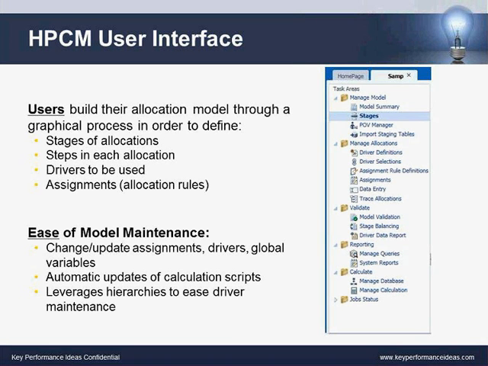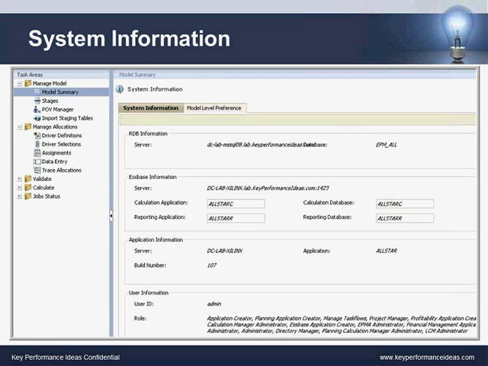The first step in deploying an HPCM application is setting up your system information. In this example, we're again looking at a standard model where we have the ASO and BSO applications. The first part of the setup is naming your applications. This is just a screenshot where we type in our ASO name and our BSO name and create the shell of the application.